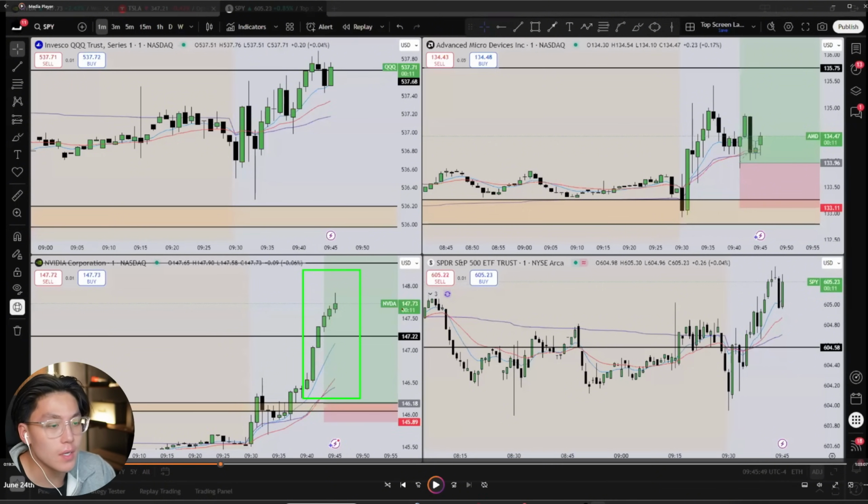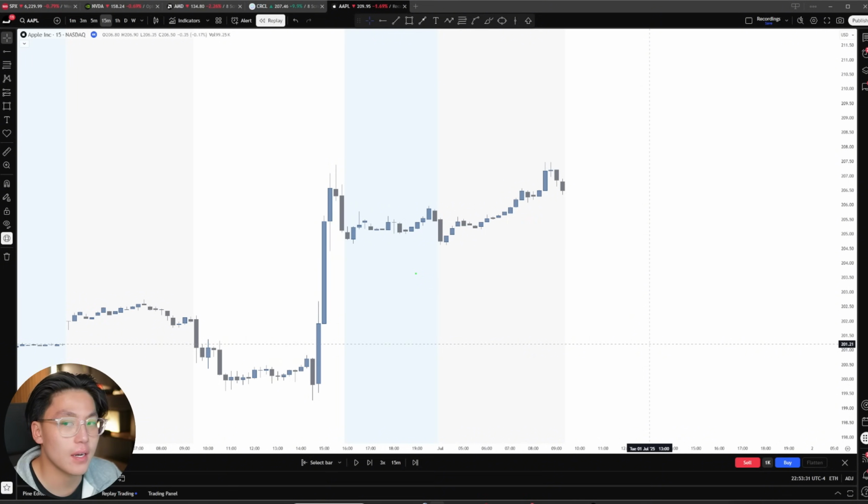So with that being said, now let's go on to the next example that I do have. As you can see, we're on my second example here. And just to give us a little bit more context, the day previous, we just had news on Apple. Now we are pushing towards the upside here.